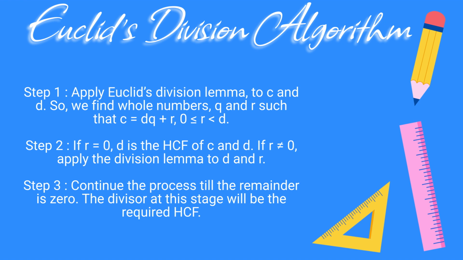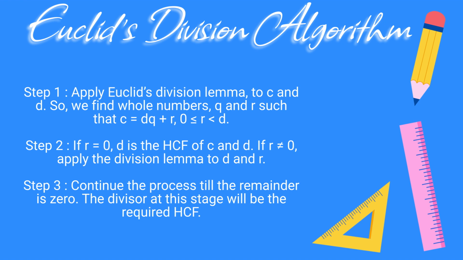So first of all, what are the steps? Step 1 says apply Euclid's division lemma to C and D. So we find whole numbers Q and R such that C is equal to DQ plus R, where 0 is less than or equal to R and R is less than D. This is actually the formula for the division lemma, how you can apply it. C is equal to DQ plus R, and we need to fill them with real numbers.